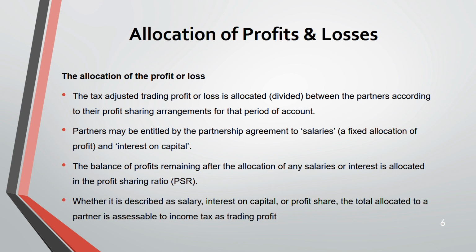Whether it is described as a salary, interest on capital, or a profit share, remember, the total allocated to a partner is assessable to income tax as trading profit. That means the total of salary, interest on capital, and profit share. You add all these three, then you allocate this as your trading profit. Income tax will be charged on this addition of salary, interest on capital, and profit share. That's how it works. Now let's do questions.